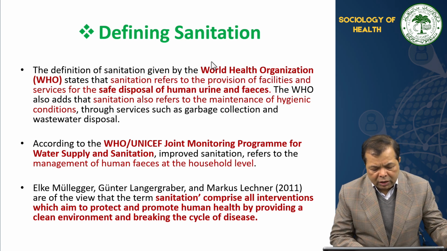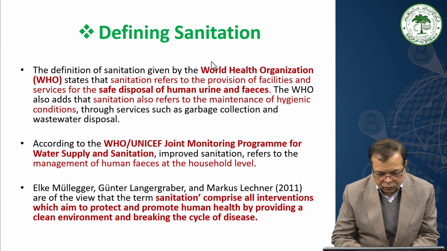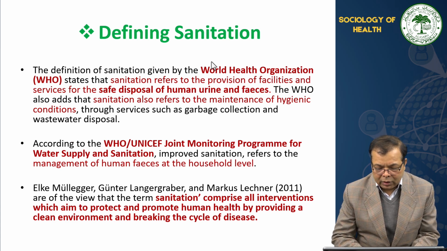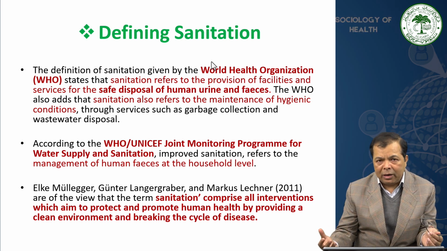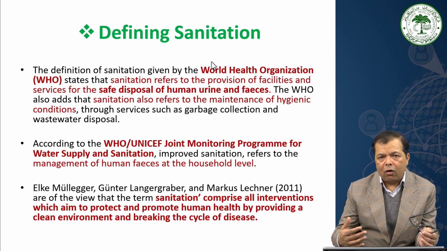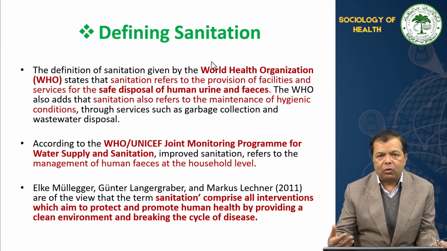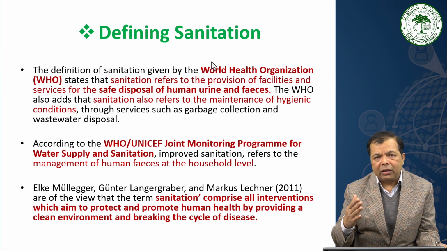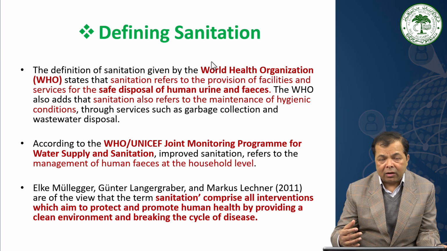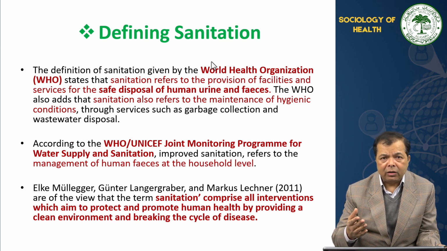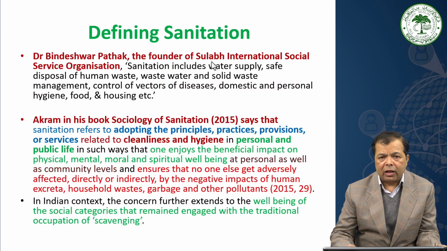Then there is one definition given by Mulleger and others, according to whom the term sanitation comprises all interventions which aim to protect and promote human health by providing a clean environment and breaking the cycle of disease. So they look at sanitation in terms of the clean environment, right? Their approach is looking at the environment. If we can ensure a clean environment and take care of all the other aspects or requirements related to that, then that will play a very important role in breaking the cycle of disease, and that will be a great effort to ensure sanitation. That means there are multiple aspects which are related to sanitation. Environmental sanitation is also a very important component of sanitation. So these are two different aspects.